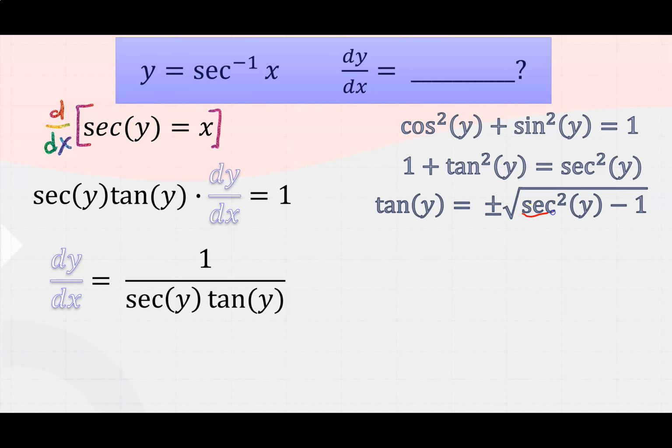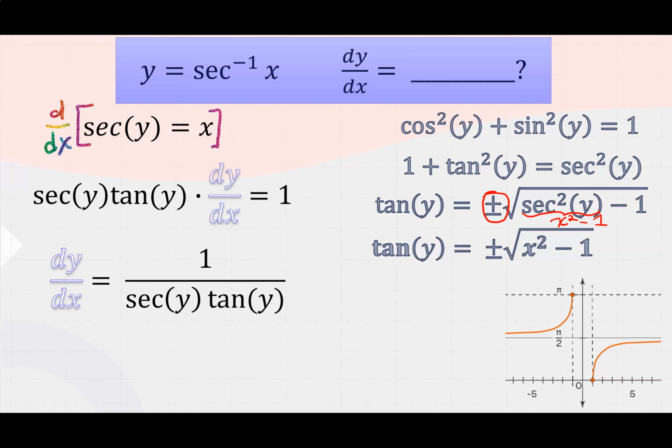Now, secant of y is x. So this really is the square root of x squared minus 1. That's not an issue. The issue is, do I take plus or do I take minus? What's the restriction? In order to look at that, we need to look at the y value, because tangent of y will depend on what the y value is, right? So let's take a look at the graph of inverse secant of x to figure out this y value here.